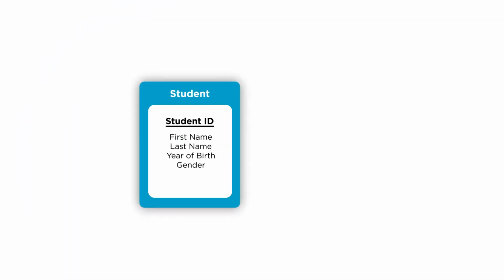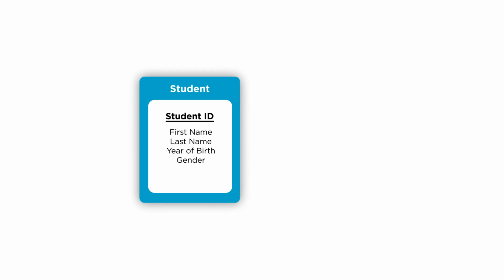Primary keys. When we are discussing attributes, we need to mention one very important concept in databases, the concept of a primary key. What's a primary key? A primary key is an attribute whose value is unique for each instance of an entity. So for example, for the student entity, the student has a unique student ID.